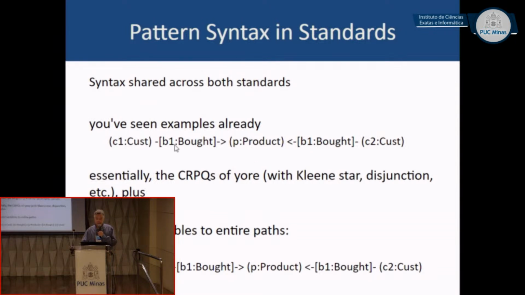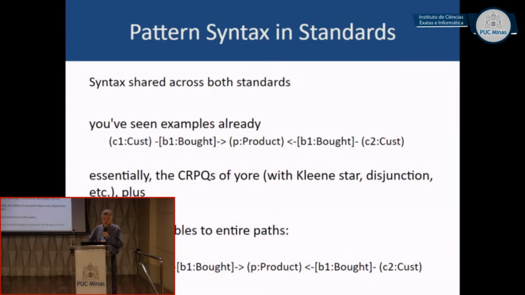The incoming edge from C1, I bind variable B1 to it. For the incoming edge from customer C2, this should be a B2, sorry. Okay, so essentially you can write anything you could write in the conjunctive regular path queries of semi-structured data days: regular expressions, specifying really complicated chains of edge labels that have to be traversed, with Kleene star, disjunction, and so on.